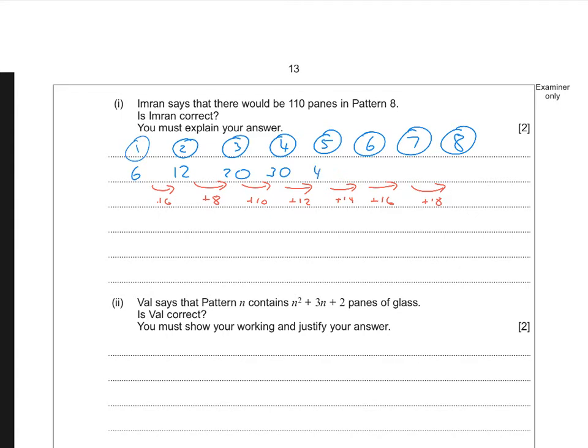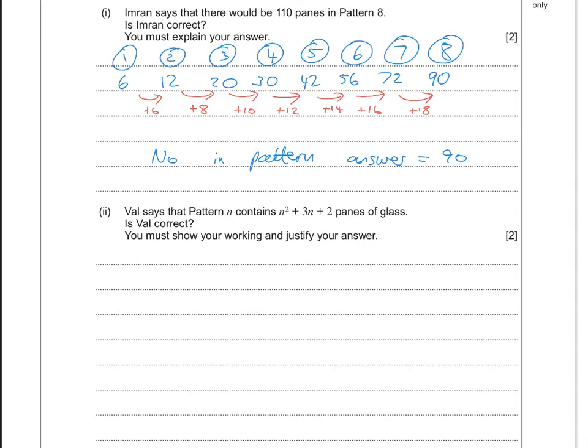So 30 add 12 is 42. 42 add 14 is 56. 56 add 16, I'll add them in 2 goes, so add the 10, 66, add the 6 is 72. And then add the 18 onto that, again in 2 stages. Add 10 is 82, add the 8 is 90. So the answer is no. In pattern 8, the answer equals 90.